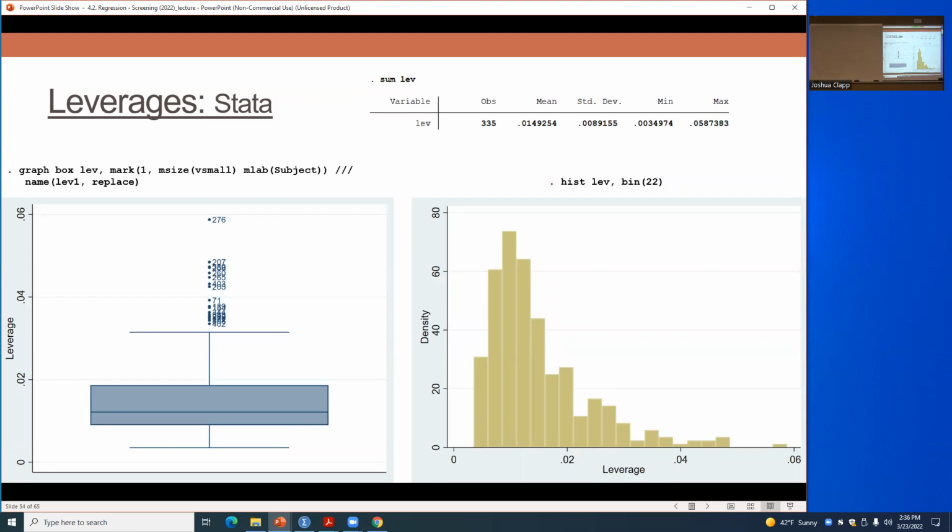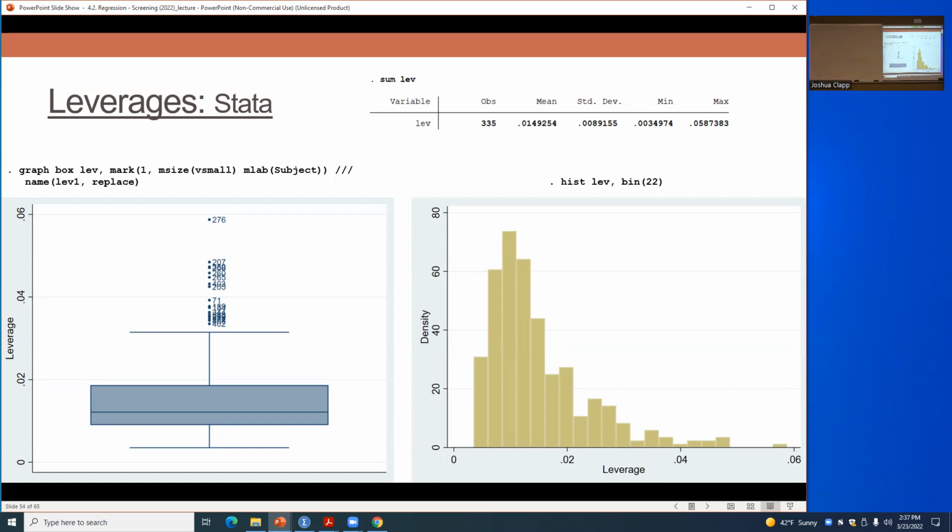Again, if we go through and identify these cases in Stata, we'll get the same type of thing. We'll see that our criteria are a little bit different because these are standardized leverages versus centered leverages. But again, the same cases are falling out, okay?